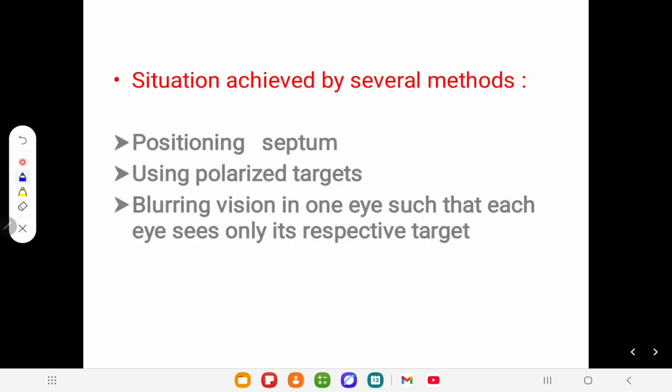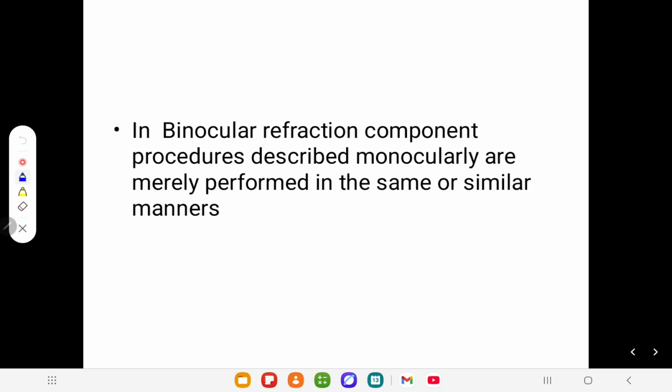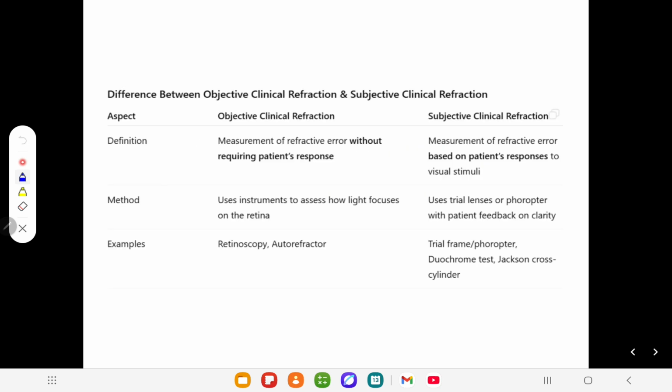It's centrally important. So just to lay out a few introductions, it's done by positioning a septum. It's done by using a polarized target. It's done by blurring the vision of one eye such that each eye sees only its respective target. These are the three methods. So the binocular refraction component procedures described monocularly are merely performed in the same or similar manner. That's a little bit different than the other thing.